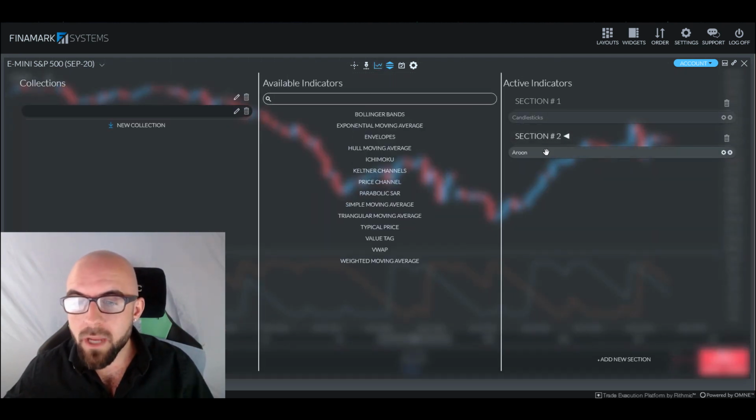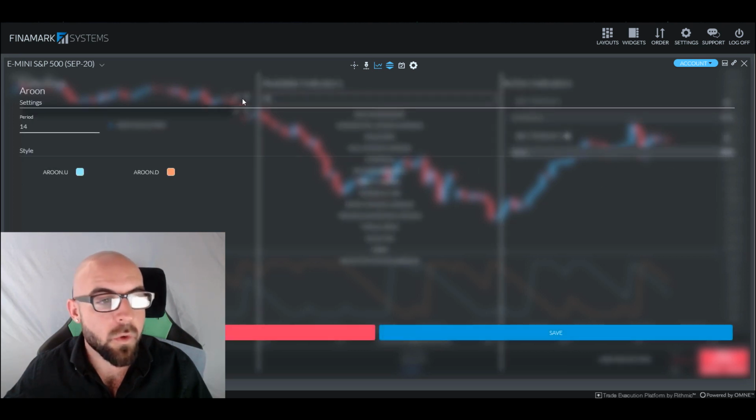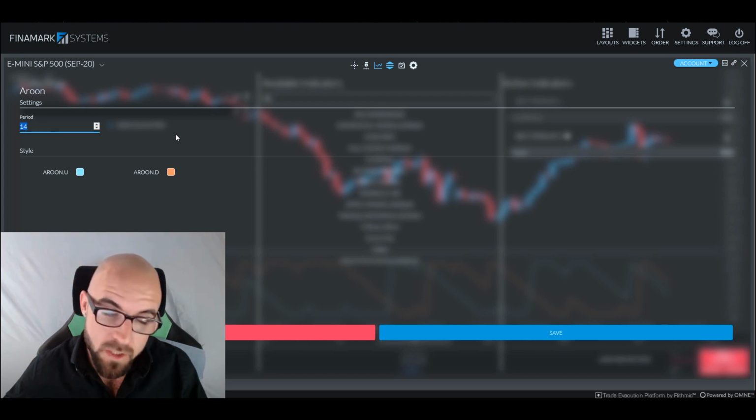We're just going to make sure that we have the Aroon highlighted over here. Once we have the Aroon highlighted, we need to come over here to where this cogwheel is. When we click on the cogwheel, it's going to open up the settings tab, which doesn't have a whole lot going on. There's really not a whole lot we have the ability to change because the Aroon is relatively simple. We have a period option where we can change it from the default 14 period if we so choose.